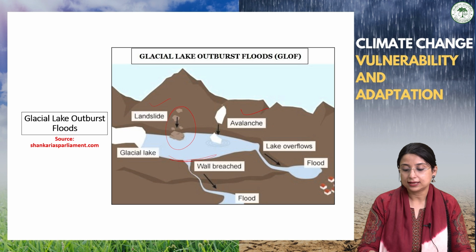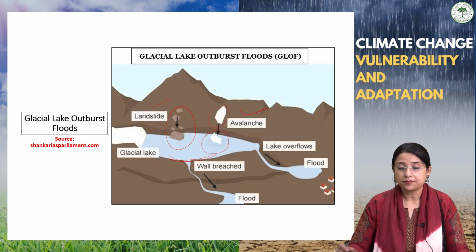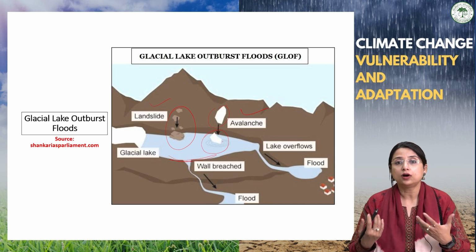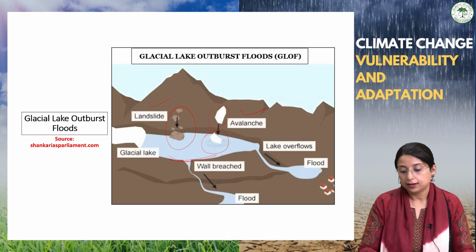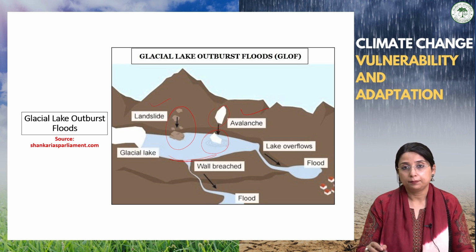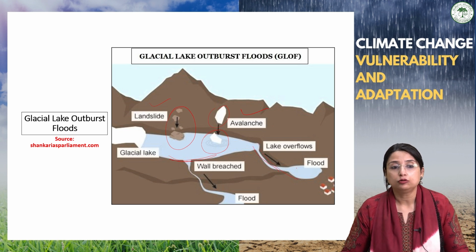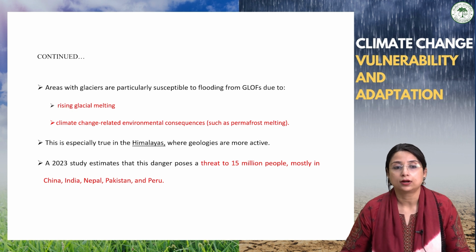Similarly, here you can see a chunk of snow, a chunk of ice from the glacier, which comes and adds an immense volume of water at an instant, due to which the lake may create pressure on the dam, and this dam may break and glacial lake outburst floods may occur. So there are various reasons for that.